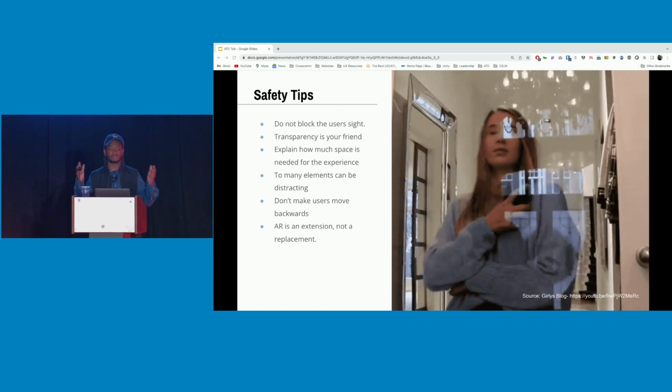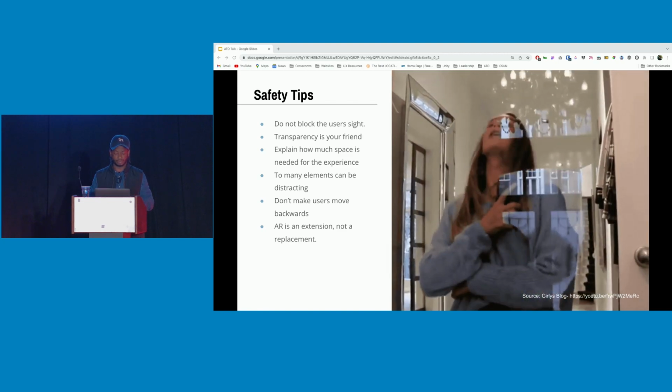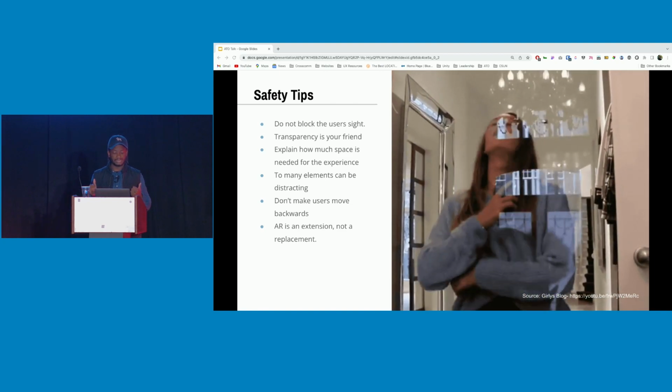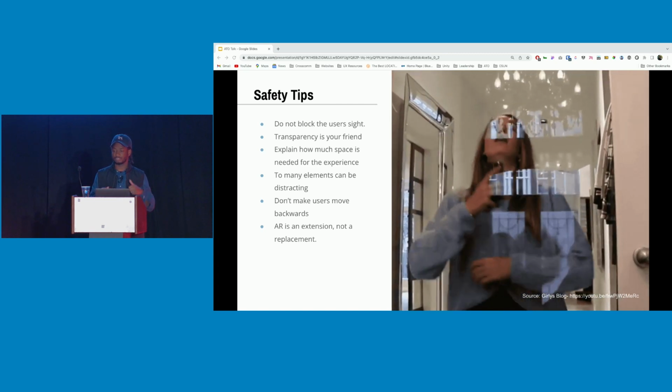You don't want to startle the person because your experience needs to be used in a big space, and then they look up and they're kind of thrown off guard. So you just want to be careful and make sure you're explaining how much space is needed for your experience. Too many elements can be distracting. Same thing that applied in virtual reality, too many things happening. You don't want to do it in augmented reality.